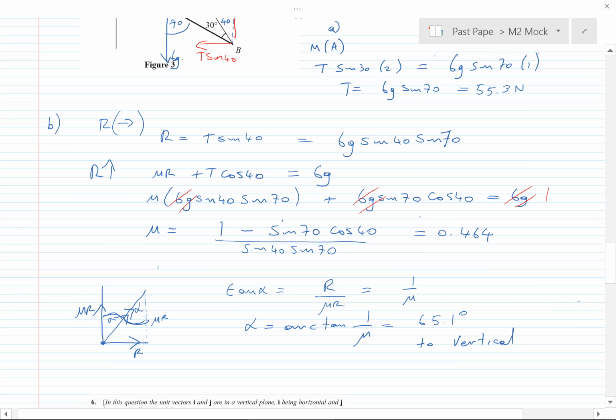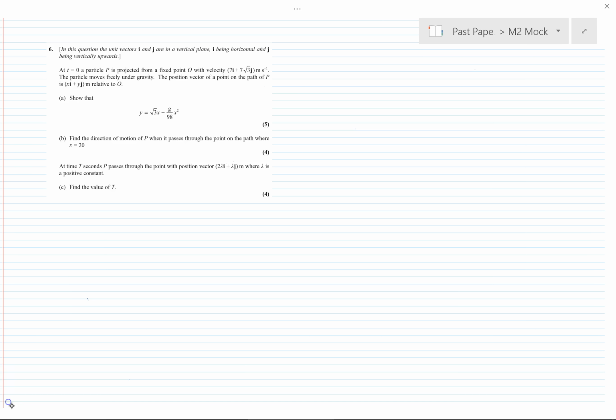Okay, so that's question 5. Let's look at question 6. Question 6 is a projectiles question, sometimes called the equation of path question. You might have seen questions where it does this more generally, where you have a sec squared in it, and tan x and that type of thing. But this has got some numbers in, so we'll work with those. The initial velocity is 7 that way, and 7 root 3 going that way.